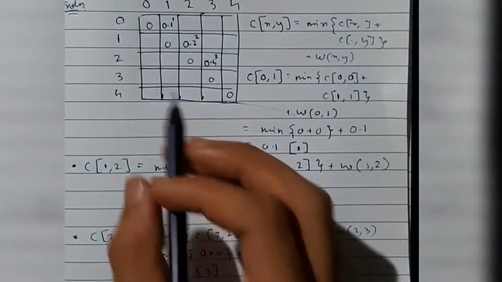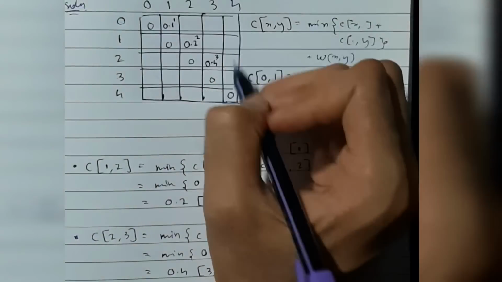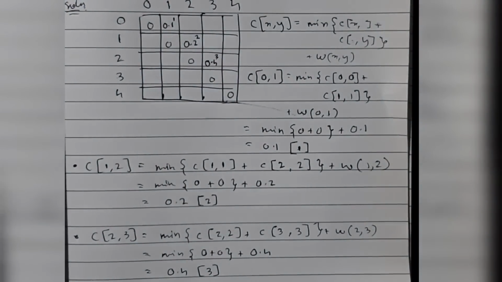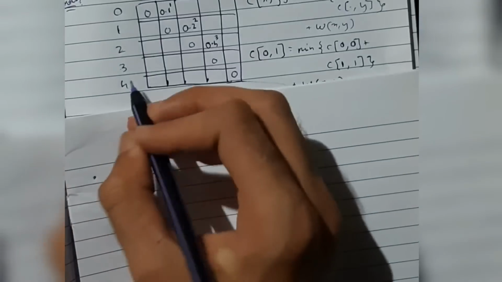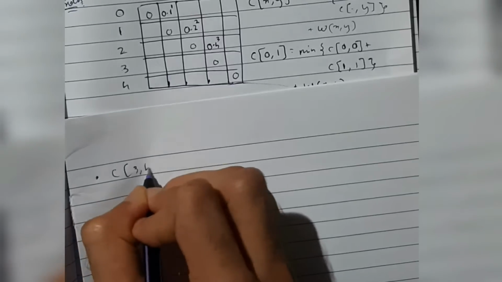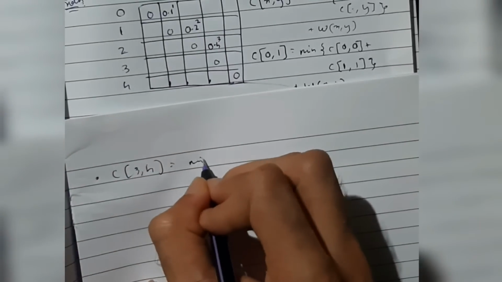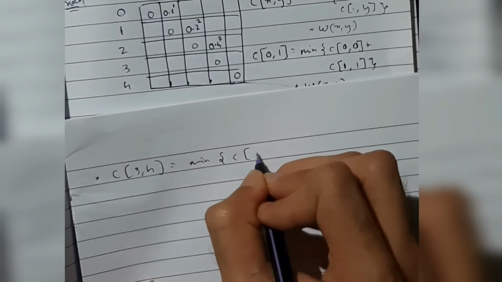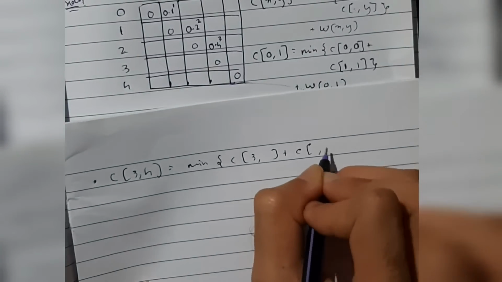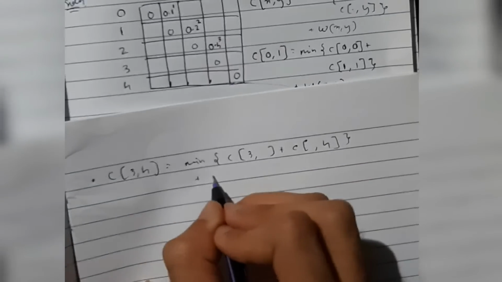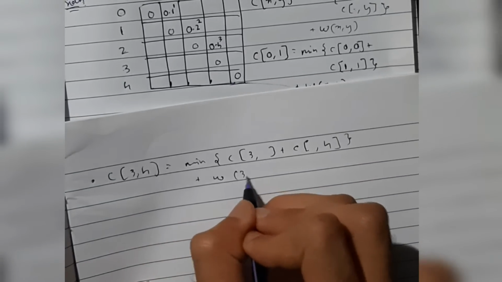Okay, now the last one is 3 comma 4. Let's see how to do that. I'll be using the same formula, which is C of x comma y. So what we have to find out is C of 3 comma 4, that is nothing but minimum of C of 3 comma something plus C of something comma 4, plus weight of 3 comma 4.